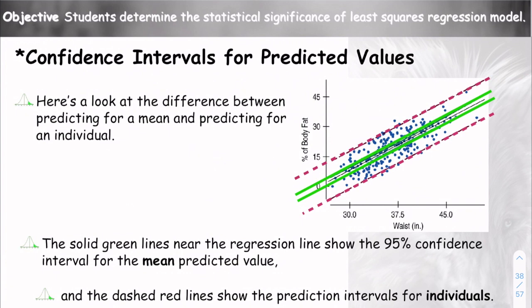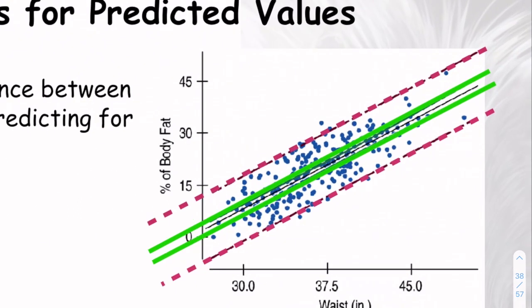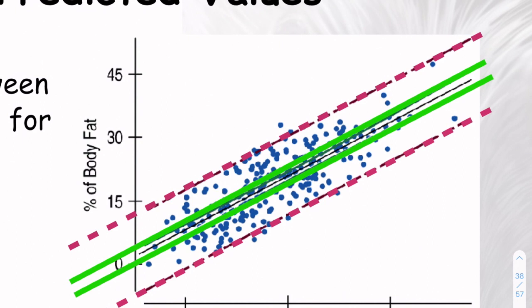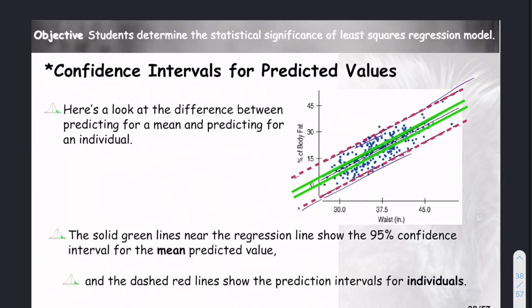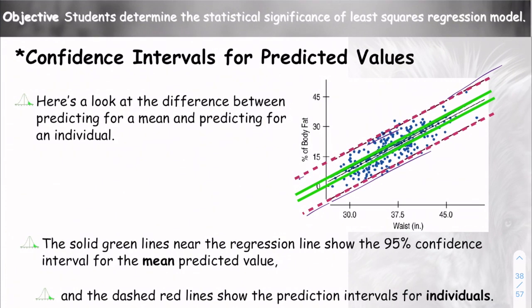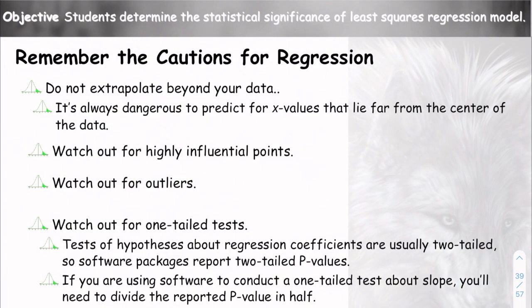And this is what it looks like. If you take a look at the difference between predicting for the mean and predicting for the individual, the green band is for predicting the mean, versus the red band, this dashed line on the outside, that is our prediction for our individual. The solid green line near the regression line shows the 95% confidence interval for the mean predicted value, and the dashed red line shows the prediction intervals for individuals. So save those formulas for later.